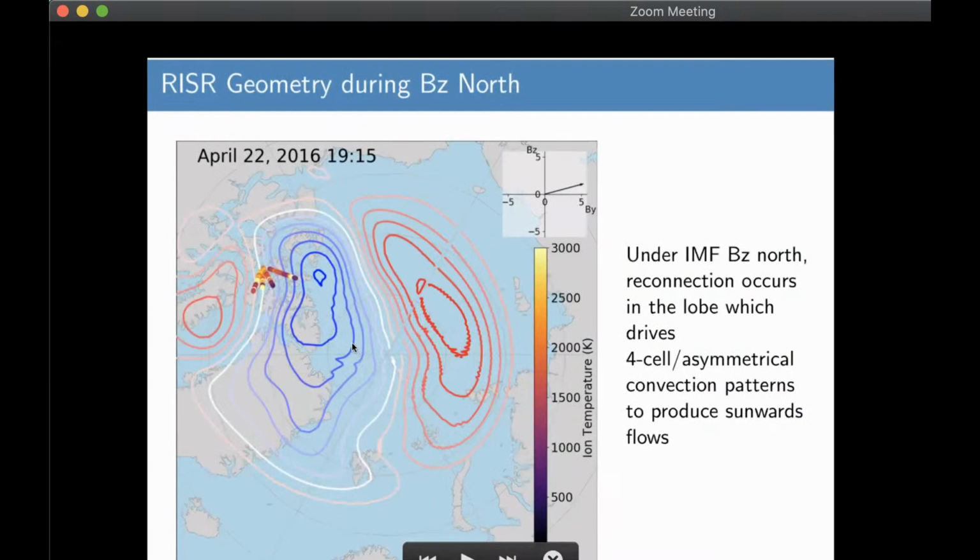The geometry I'm talking about here is basically that when you have northward IMF-BZ, you end up with reconnection occurring in the lobe, which can drive four-cell or asymmetric convection patterns. So in addition to plasma moving from the dayside to the nightside, you'll sometimes have additional cells where you actually end up with sunward flows. This is in the middle of the event I was just showing. This is the location of RISR. You can see that it's really in the middle of this strong sunward convection flow as measured by SuperDARN.